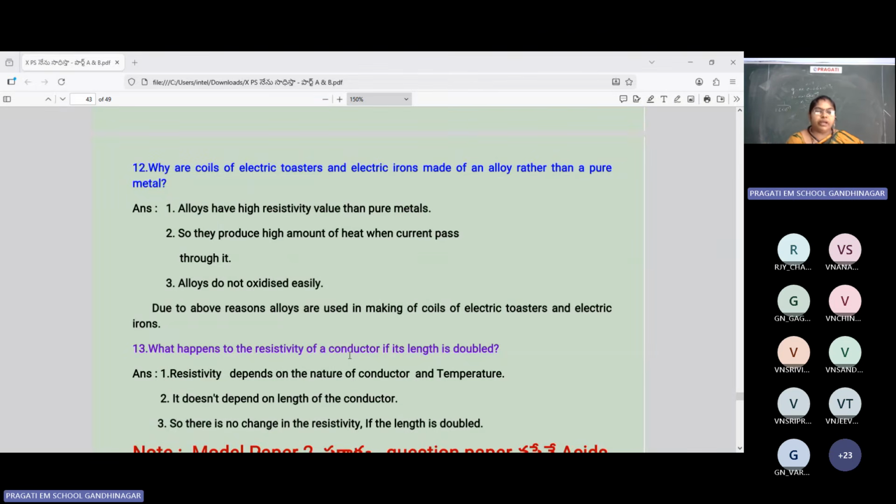Next, in the Human Eye and Colourful World lesson: myopia, hypermetropia, rainbow, and the definitions, twinkling of stars, atmospheric refraction. Next, scattering of light, dispersion of light. Focus on the definitions in all the lessons, both in physics and chemistry.